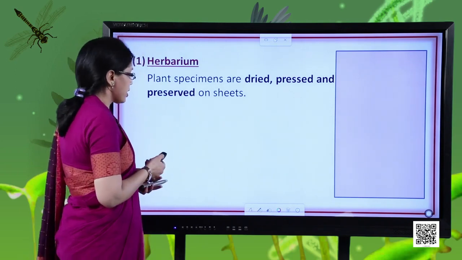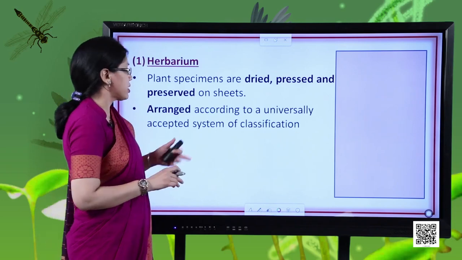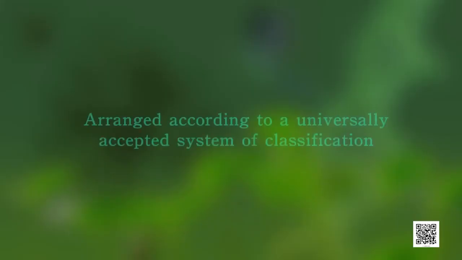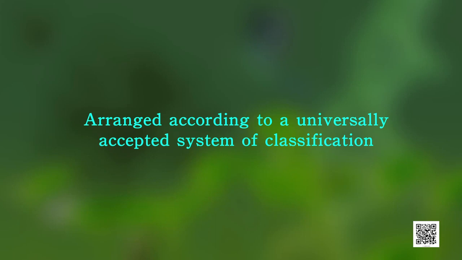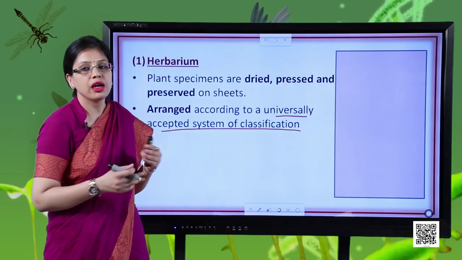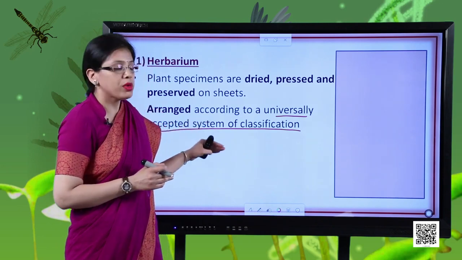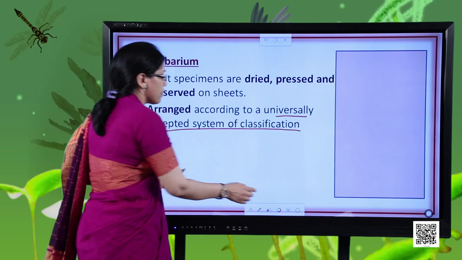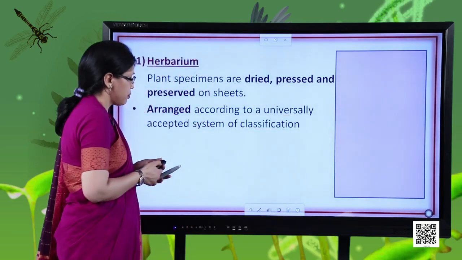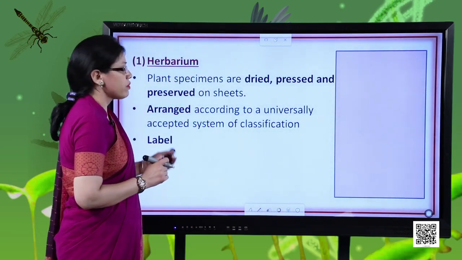Now let's see what is the next step. So after we have made our herbarium sheet, we need to arrange it according to a universally accepted system of classification. You just can't arrange them in any random order. So they need to be arranged in a proper manner. And after we have done this, then we have the next step. The next step is we have to put a label on the herbarium sheet.